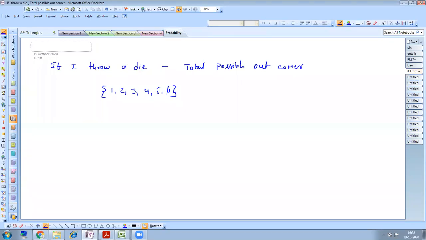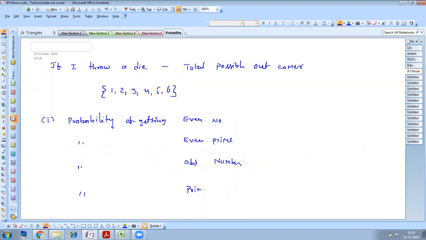But based on this, I can ask n number of questions. What is the probability of getting an even number, the probability of getting an even prime, the probability of getting an odd number, not odd prime, sorry, and the probability of getting a prime number, and the probability of getting a composite number? Can you do all 4 questions?